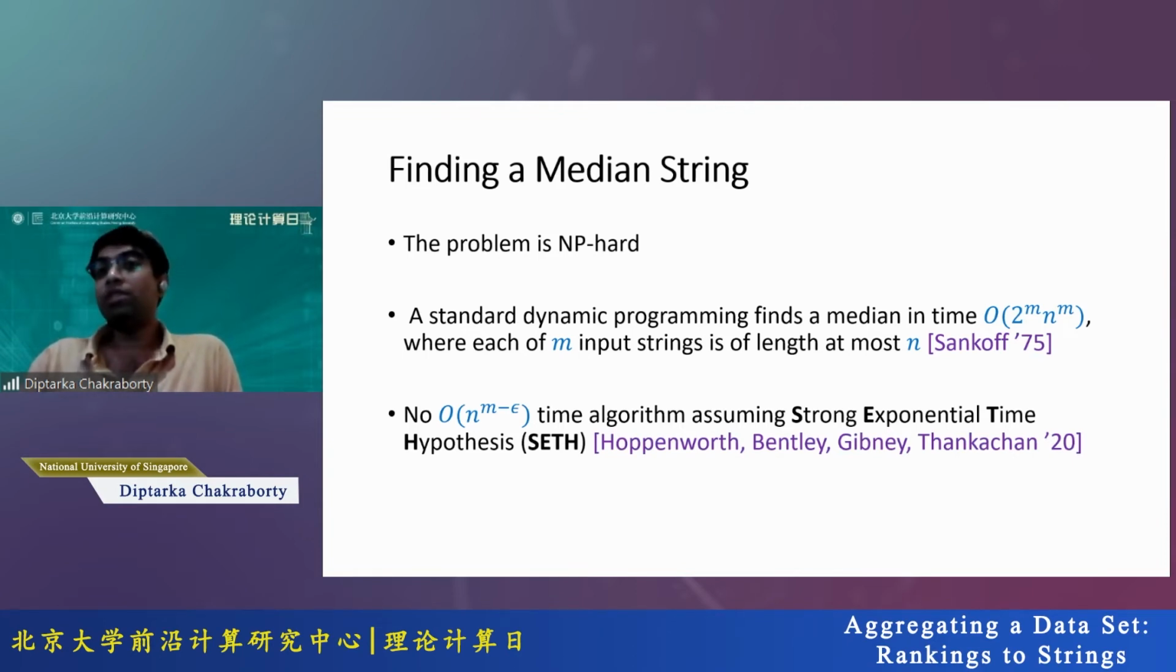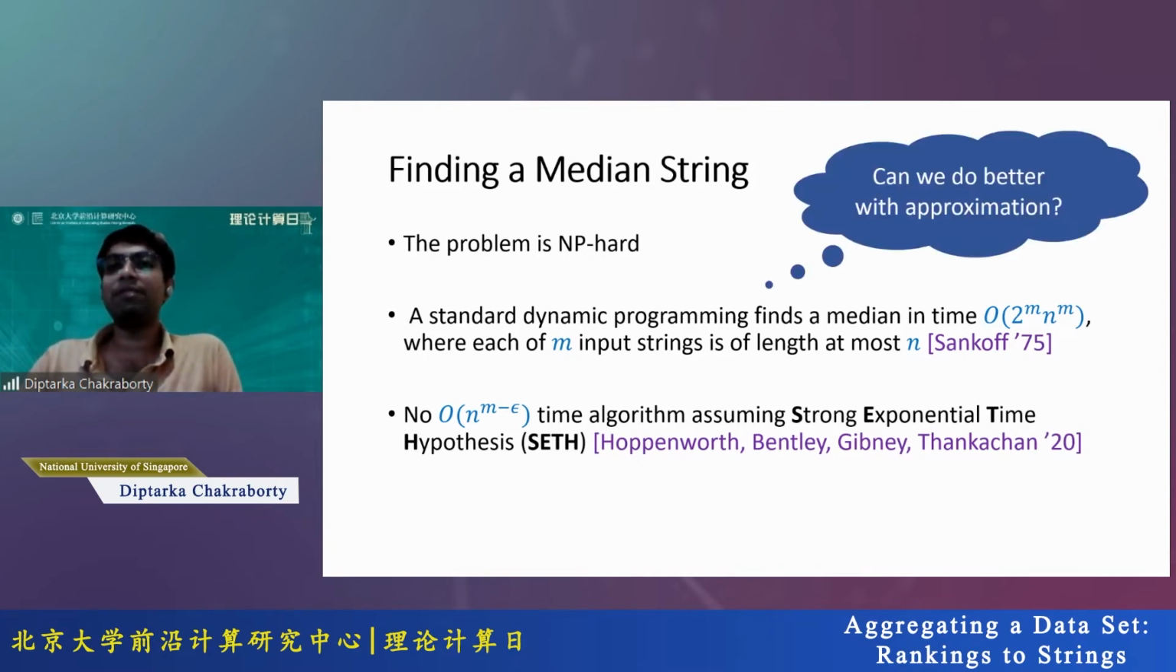But okay, so this is the upper bound, and also it is known that this upper bound is roughly tight. I mean, we cannot do much better. The N to the M factor is somehow unavoidable under the assumption of the strong exponential time hypothesis. Okay, but these are about the exact computation. So the question that we are interested in: can we do something better by allowing approximation?